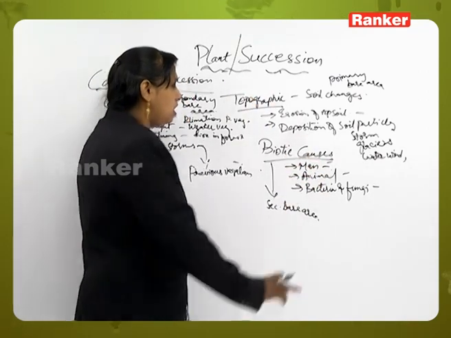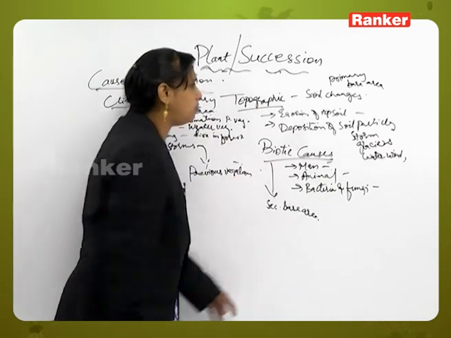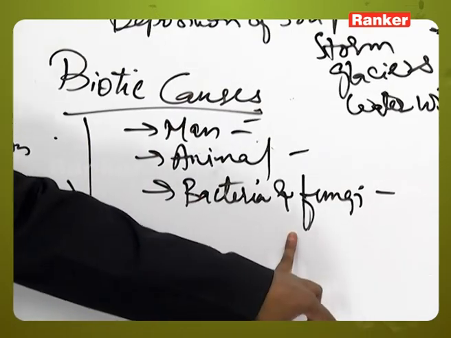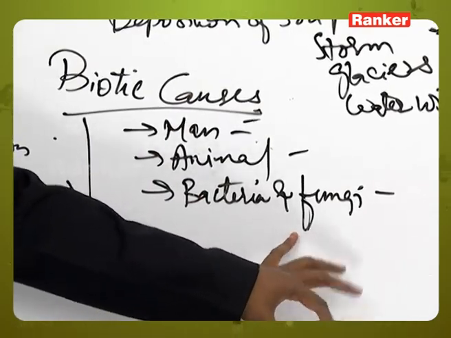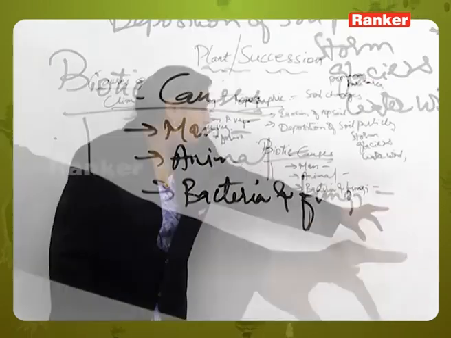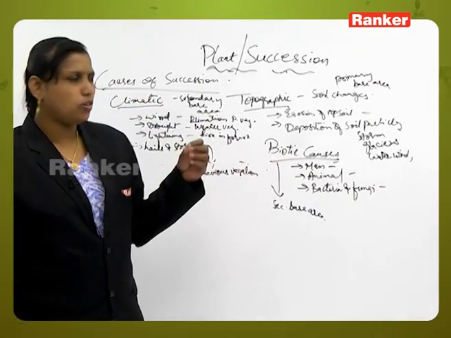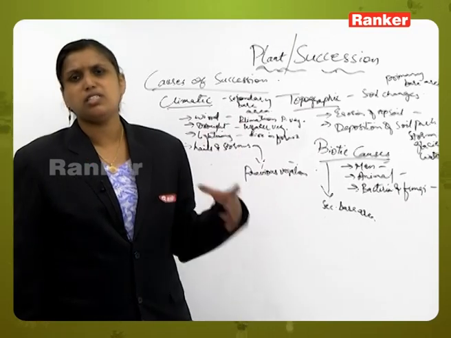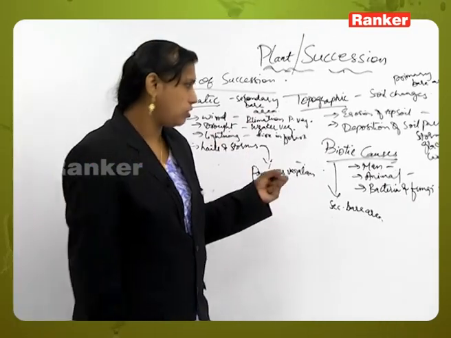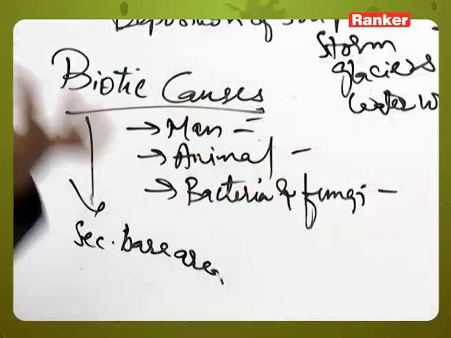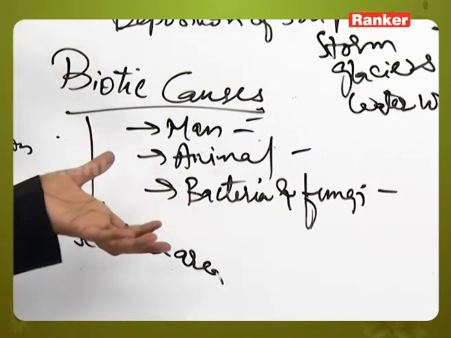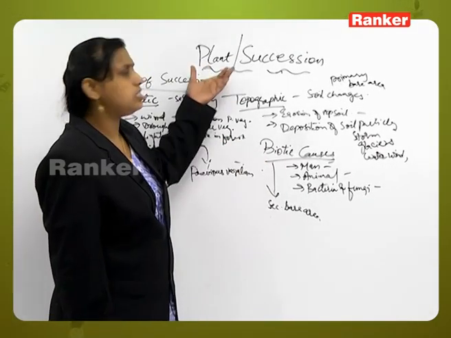And another one is bacteria and fungi. What will they do? Bacteria and fungi will lead to the elimination of plant species, either by causing bacterial diseases or fungal diseases in the plant species, because of which the elimination of plant species will occur, and this may ultimately lead to the occurrence of succession, right.